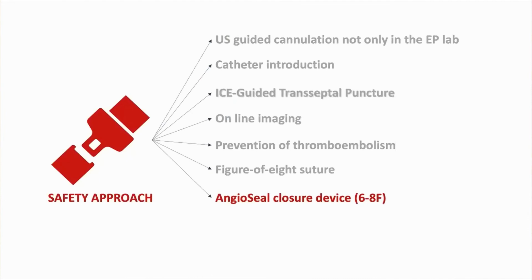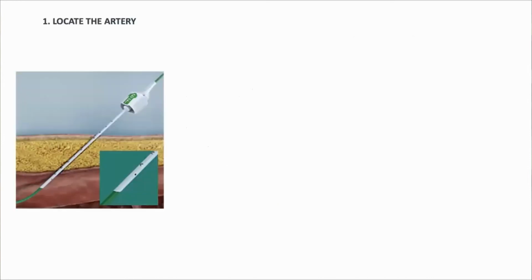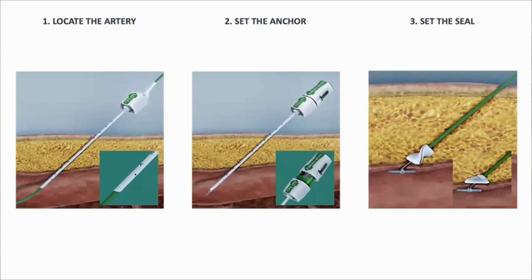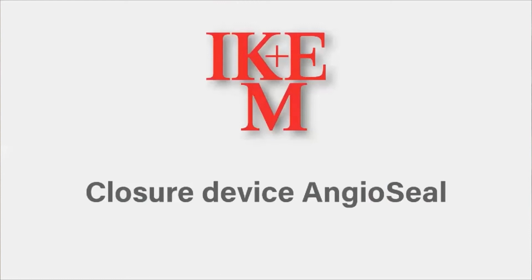In a case of arterial access, we use Angio-Seal, indicated for use in closing and reducing the time of hemostasis of the femoral arterial puncture site. It's easy and is divided into 3 parts. The first part is locate the artery. Second, set the anchor. And the third, set the seal. And now let's have a look at the video demonstrating these 3 steps.